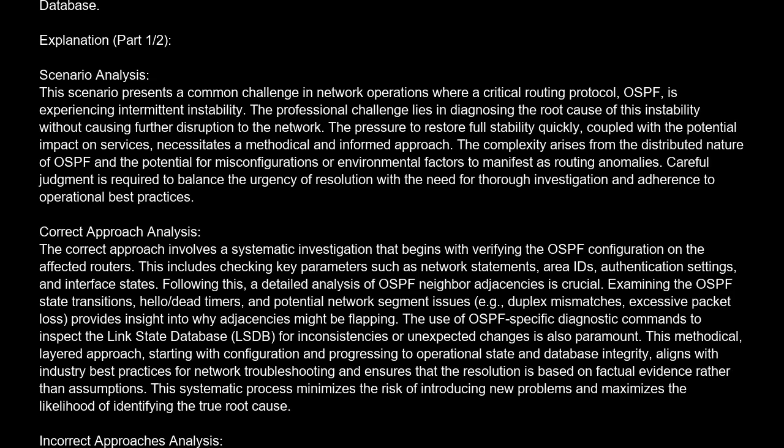The correct answer is B. Immediately initiate a full OSPF database synchronization across all routers in the area to refresh the link state database.